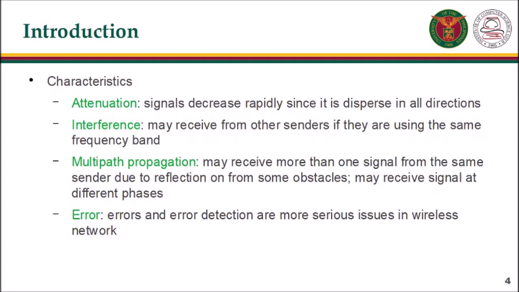With all the characteristics of a wireless network mentioned, we can expect that errors and error detection are more serious issues in a wireless LAN than in a wired LAN. If we think about the error level as the measurement of signal-to-noise ratio, we can better understand why error detection and error correction and retransmission are more important in a wireless network.